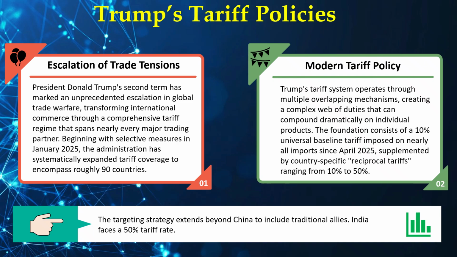The targeting strategy extends beyond China to include traditional allies. India faces a 50% tariff rate, comprising a 25% reciprocal tariff plus an additional 25% penalty for purchasing Russian oil. European Union exports encounter a 15% rate, while Mexico and Canada have experienced fluctuating tariffs ranging from 25% to 35% depending on ongoing negotiations.